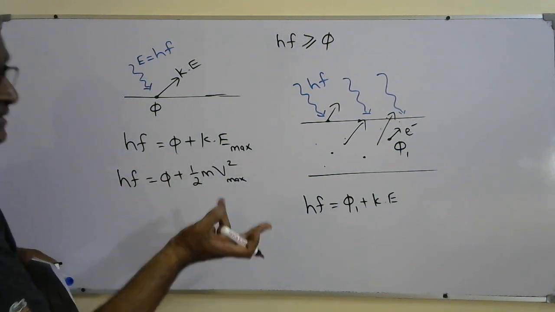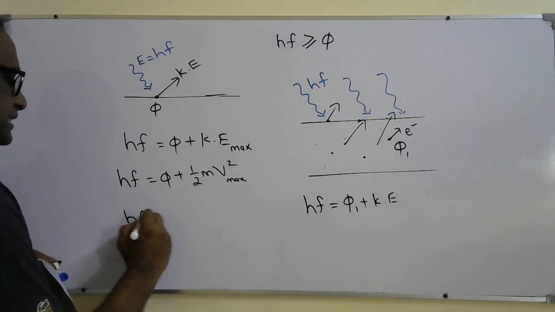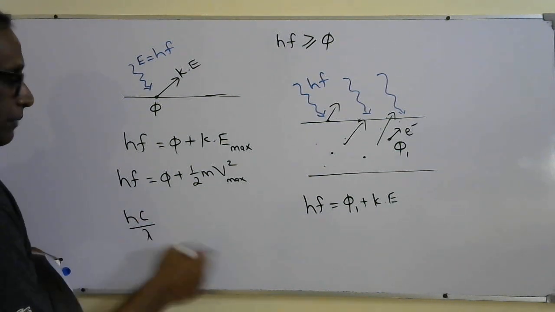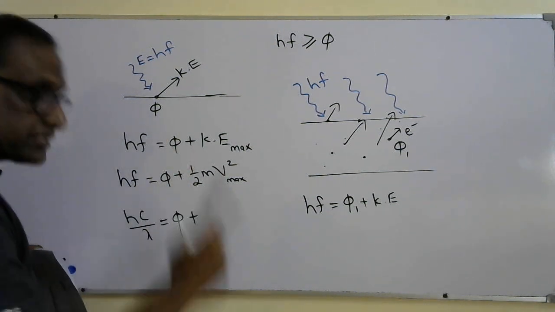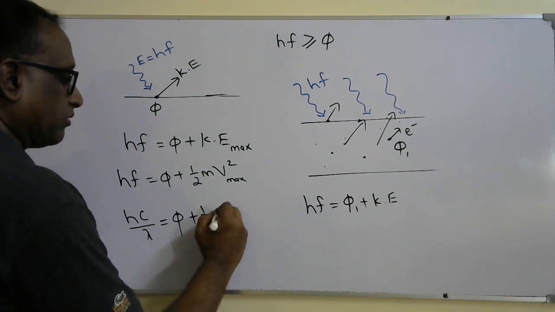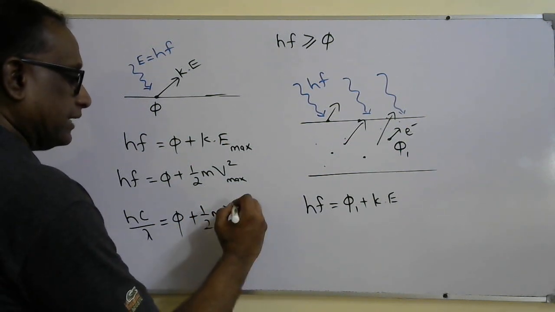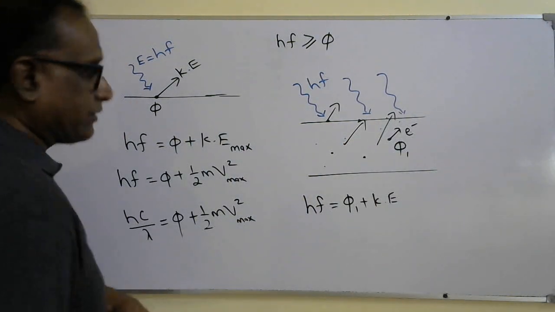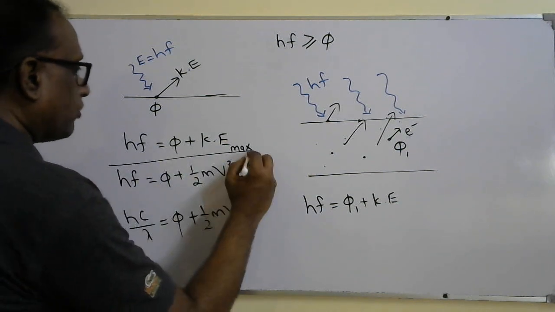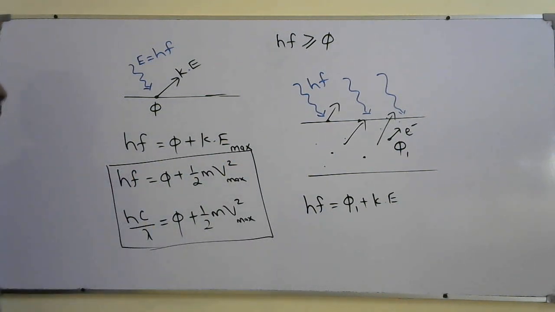Instead of f we can write c over lambda, so we can write hc over lambda, nothing new. v equals f lambda, f equals c over lambda. Phi is the work function that belongs to the surface of the metal, and half m v max squared, the maximum speed, belongs to the surface electron. So we don't use this equation for inner electrons, I already explained several times. We use this equation only for the surface electrons. So this is the final equation proposed by Albert Einstein to explain the photoelectric effect.